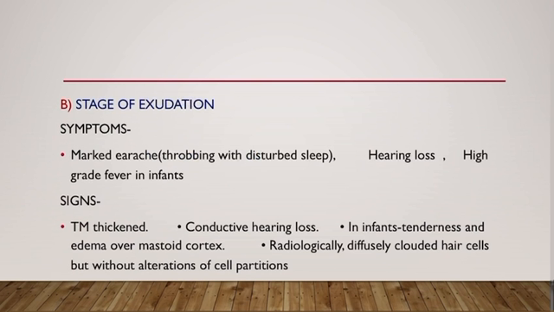The second stage is the stage of exudation. The symptoms are marked earache, throbbing with disturbed sleep, hearing loss, high-grade fever in infants. The signs are tympanic membrane is thickened, conductive hearing loss. In infants, tenderness and edema over mastoid cortex. Radiologically, diffusely clouded air cells but without alterations of cell partitions.